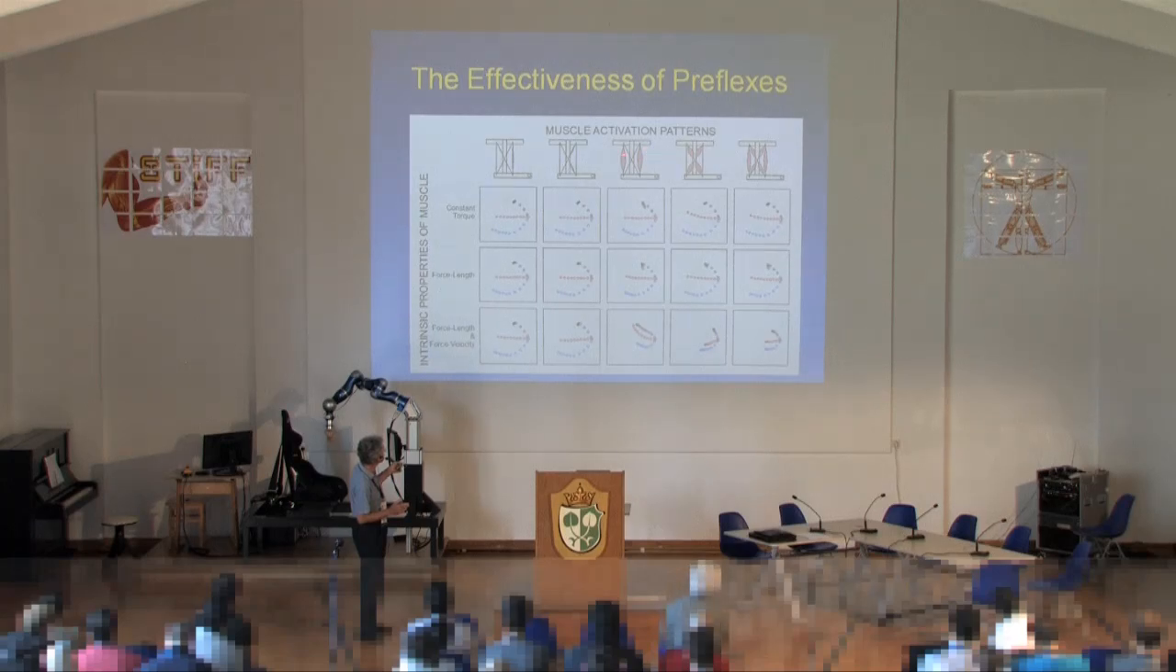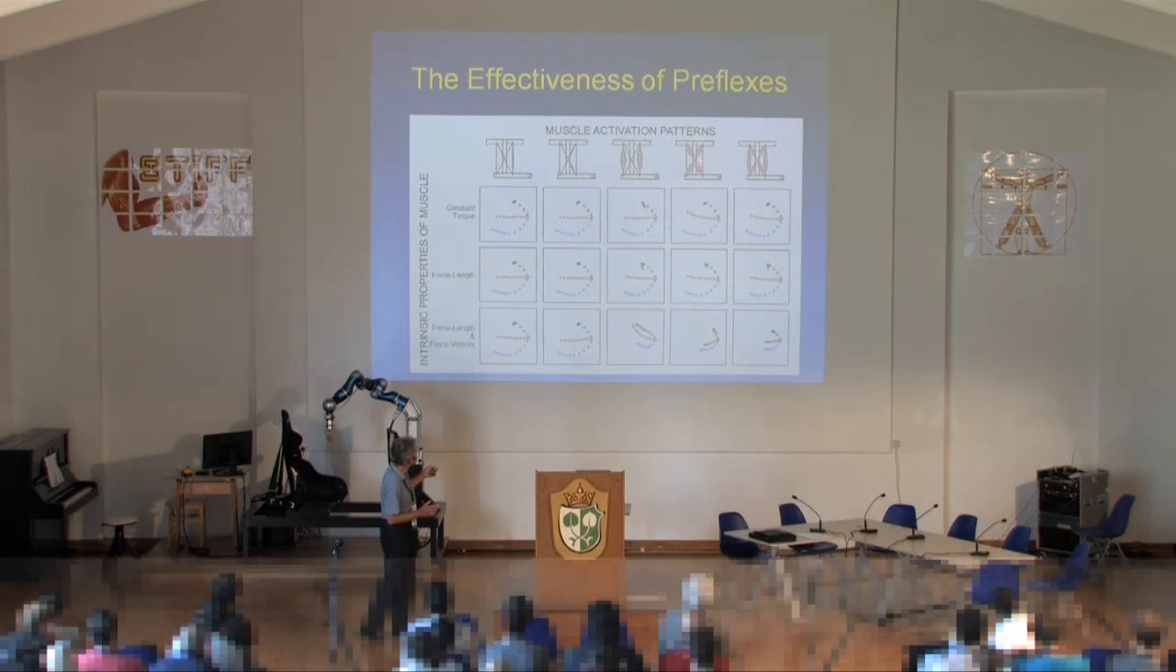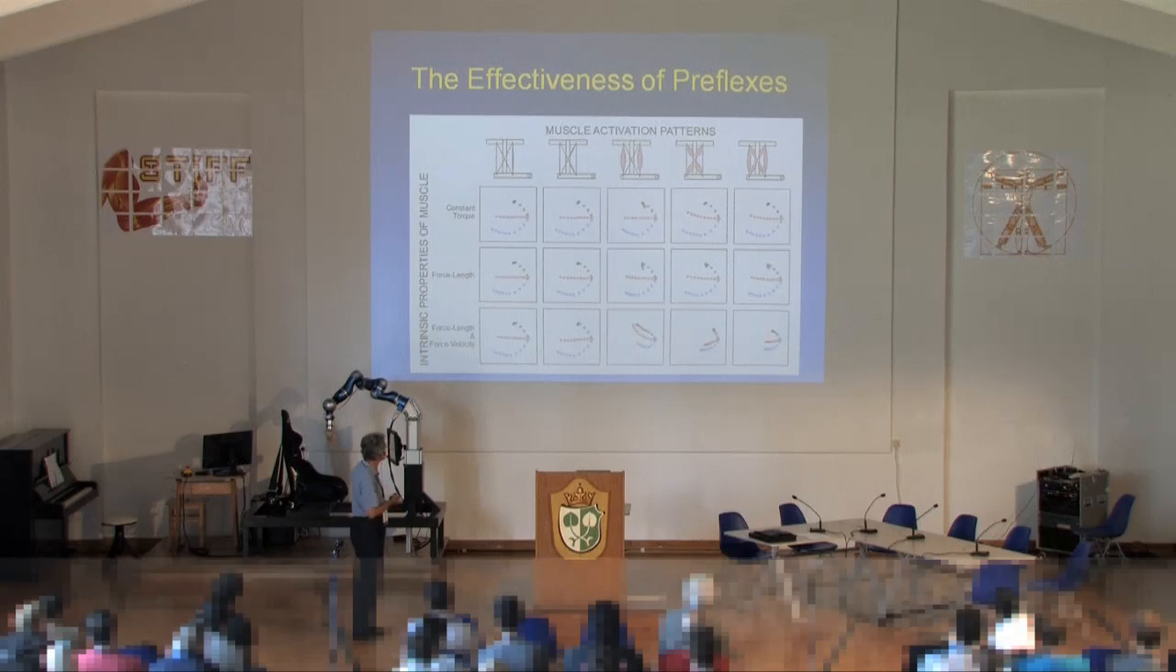Here's where I use biarticular muscles, but now I'm highly co-contracting them so that I'm generating the same net torques at the joints, but with much more activation of both of the muscles, co-contraction. Here's co-contraction of the monarticular muscles, and here's a distributed pattern of co-contraction amongst all of the muscles.